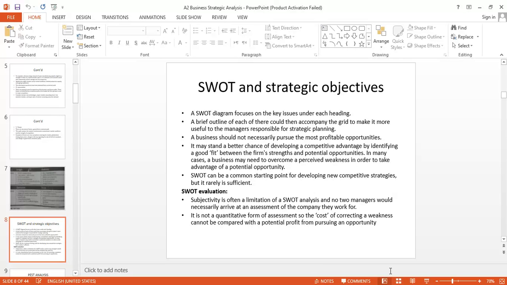Who you consider your threat, who you consider an opportunity, what you consider an opportunity. And finally, there's no quantitative grid available on which you can put down the relative power of these strengths, the relative impact of these weaknesses. There's no quantitative assessment of these factors. Okay, so please do go through this.